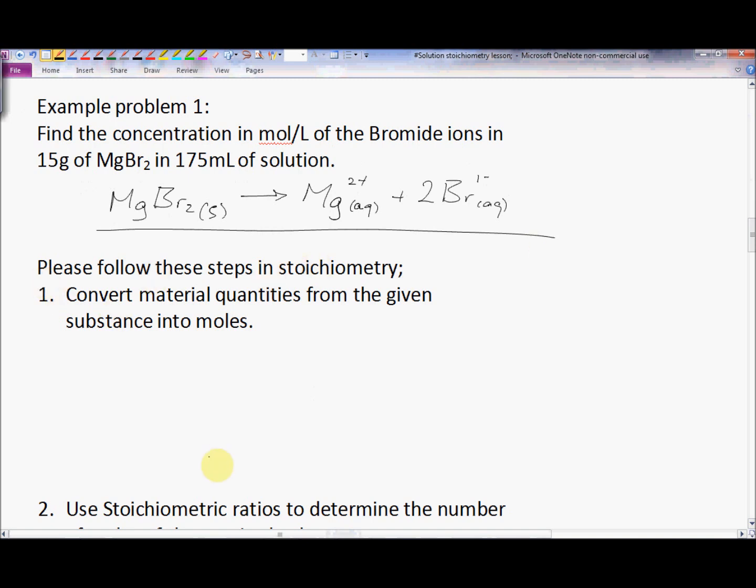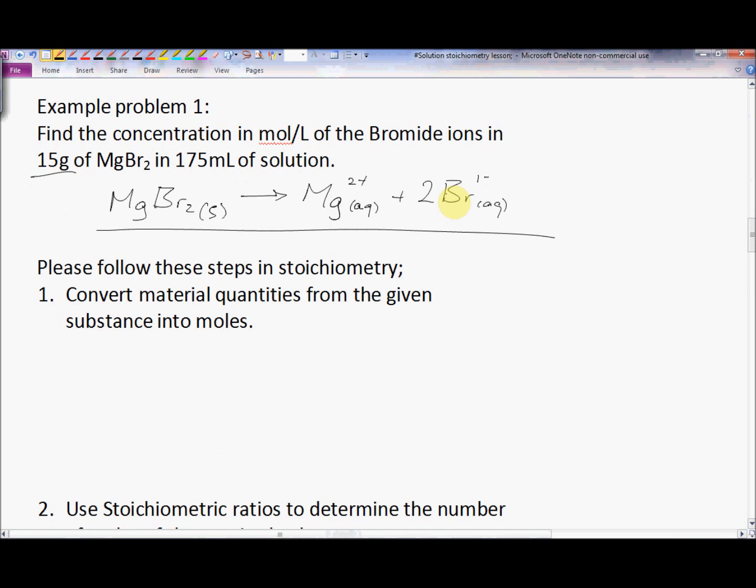So here I'm going to go through with you a few steps which you can use generally with any type of solution stoichiometry question, or any type of stoichiometry question really. So here we go. First of all, convert material quantities from the given substance into moles. Okay, so in this question we're told we have 15 grams of magnesium bromide, and that's the given substance in this case. And then we want the concentration of the bromide ions.